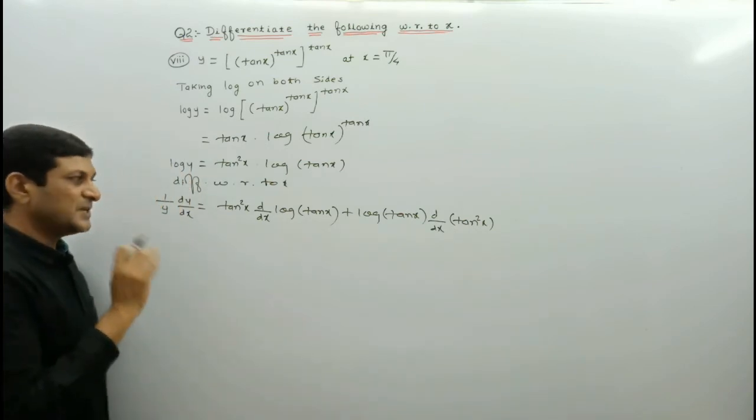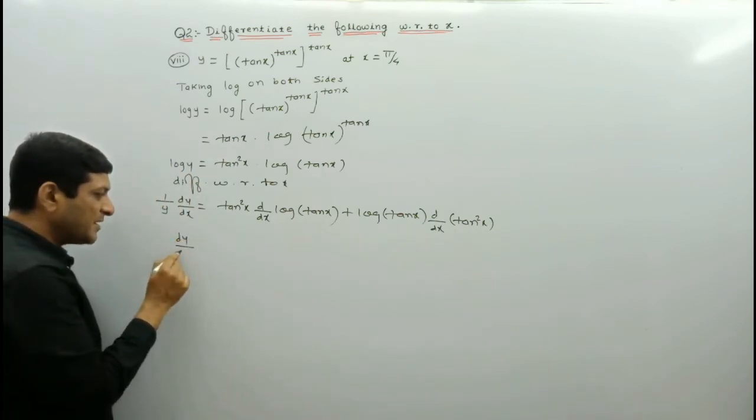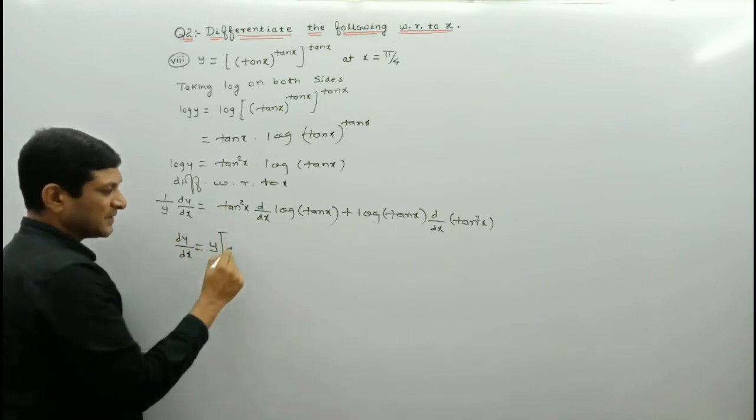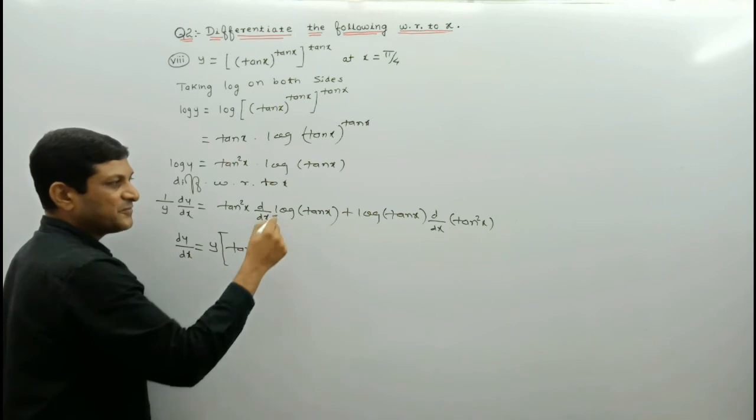Now let us simplify it. So dy upon dx will be equals to, y will get multiplied on this side. So tan square x as it is, we have to find out differentiation of this term.